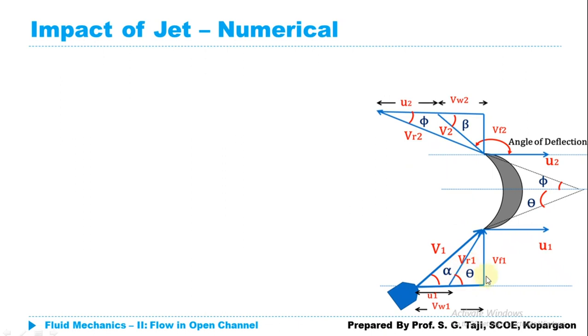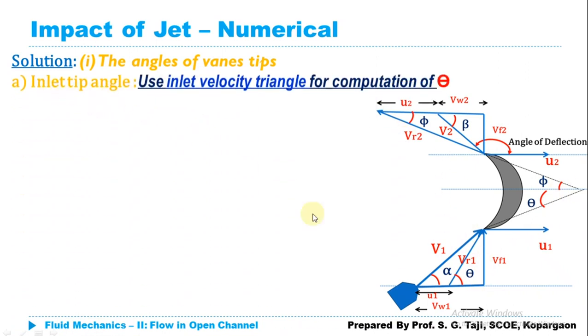So first we will make use of the inlet velocity triangle for the computation of the angle of tip at the inlet. For the angles of vane tips, we need to calculate theta and phi, so we will go one by one. First we will calculate the inlet tip angle, that is theta. We are going to make use of the inlet velocity triangle for the computation of theta. Now how can we compute it here? We can simply use the trigonometrical rule. Which trigonometrical rule are we going to use here? We are going to use it in such a way that there will be no involvement of VR1.